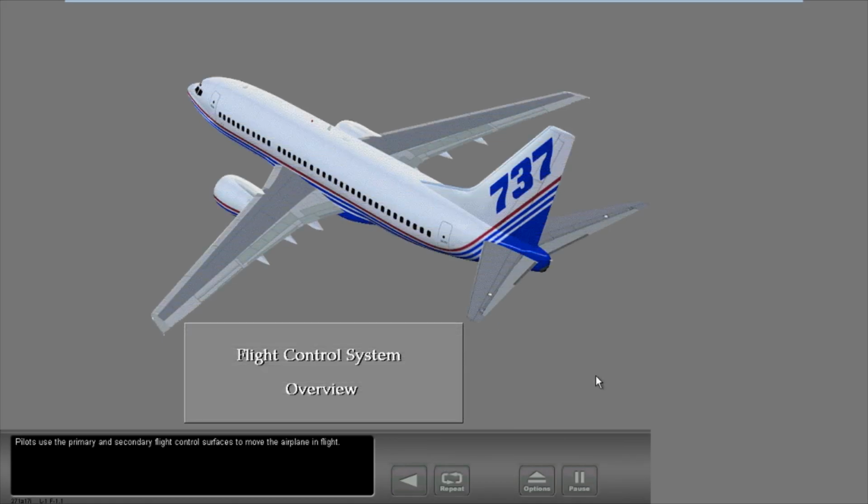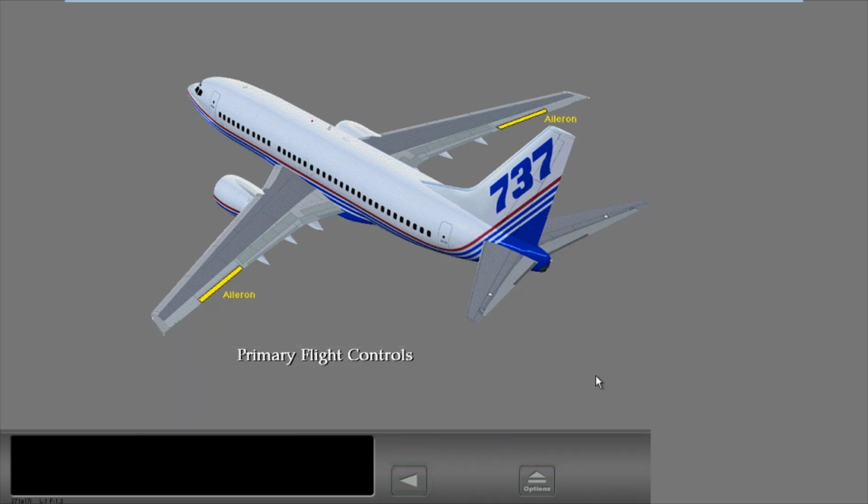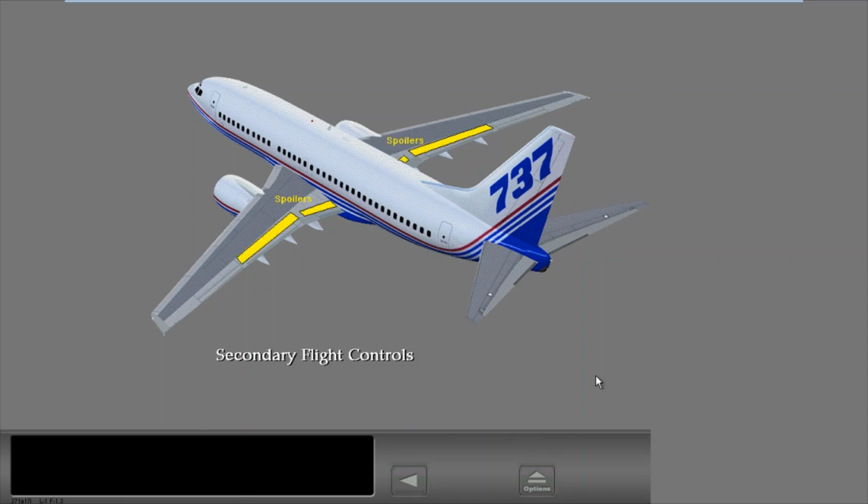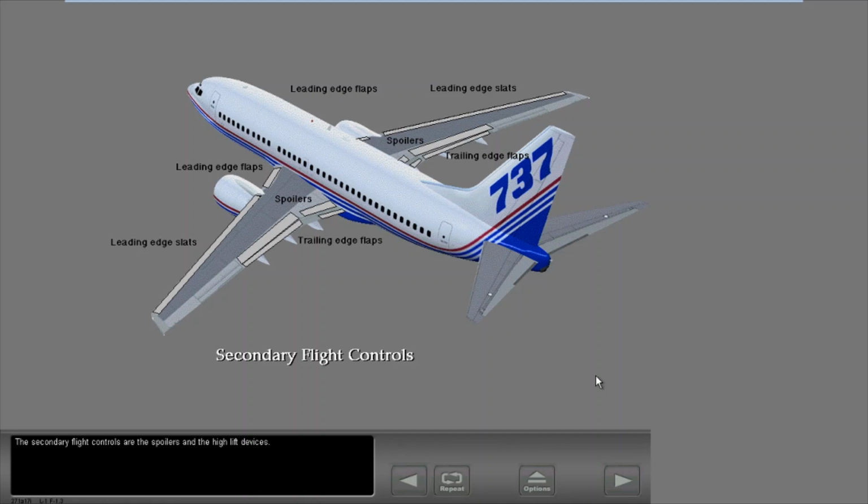Pilots use the primary and secondary flight control surfaces to move the airplane in flight. The primary flight controls are the ailerons, the elevators, and the rudder. The secondary flight controls are the spoilers and the high lift devices.